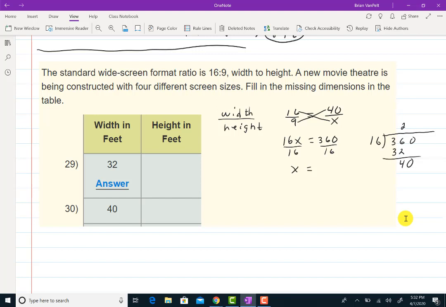Bring down a 0. 16 goes into 40 twice. And now I have my decimal. I'll bring down a 0. I guess I'm going to go into decimals, although you could have done fractions if you wanted. 16 goes into 80 exactly 5 times. So this decimal doesn't go on and on. At least it stops. So the correct answer in this box is 22.5 feet.